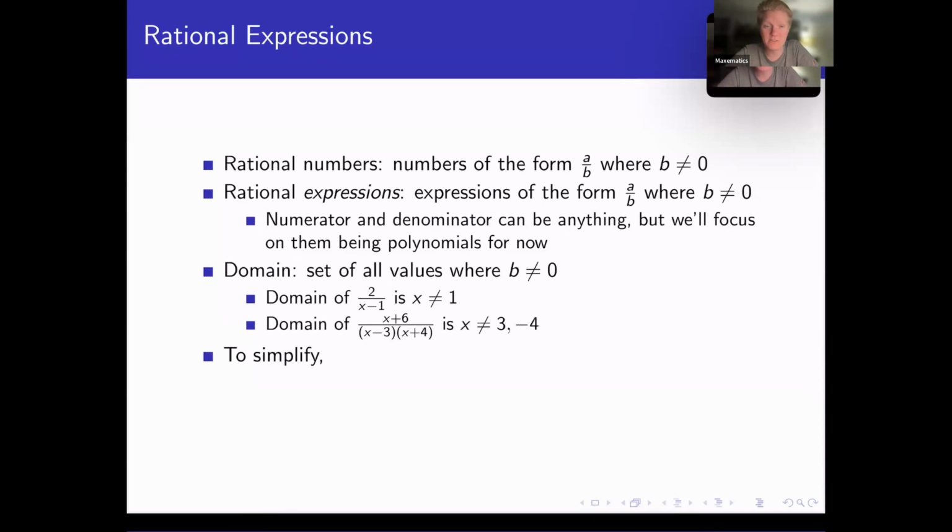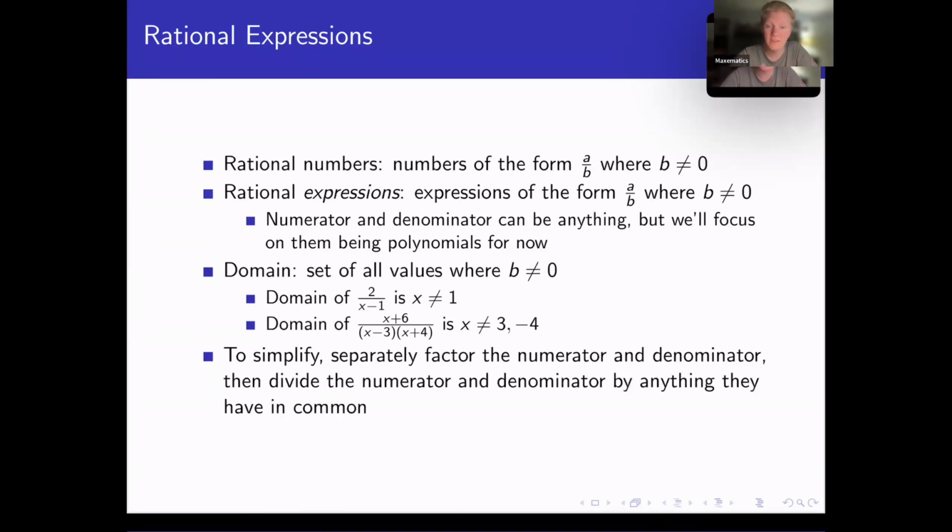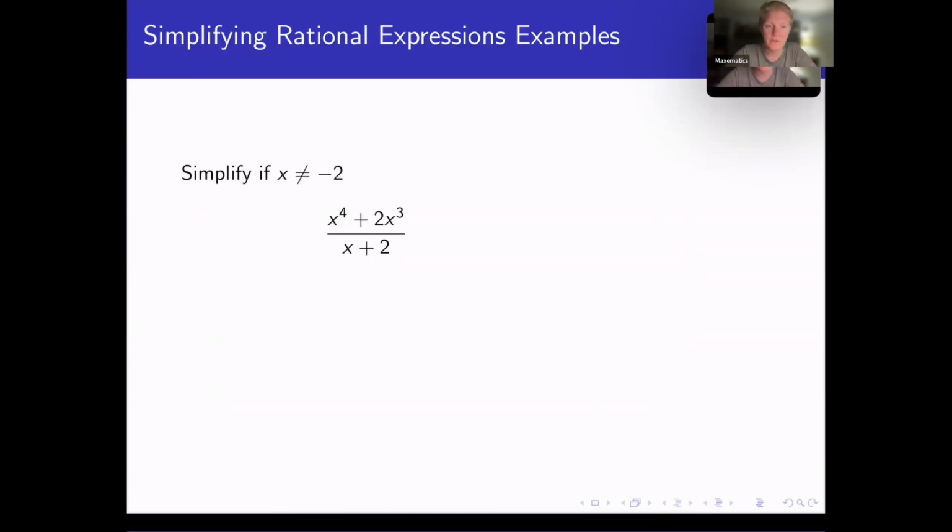To simplify rational expressions, first what we're going to do is separately factor the numerator and denominator. Don't try and do too much at once. Factor the numerator, factor the denominator, and then divide out anything that the numerator and denominator have in common. So this is just like canceling out common factors, just like we did for numbers back in P1. So let's get right to it.